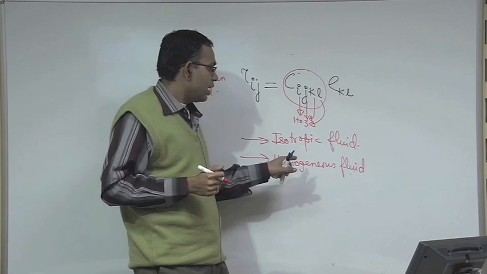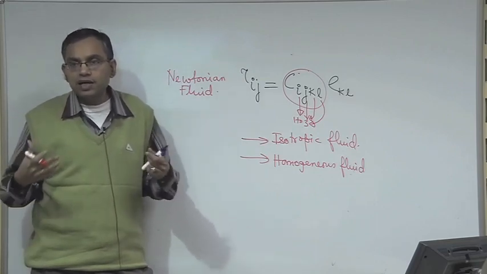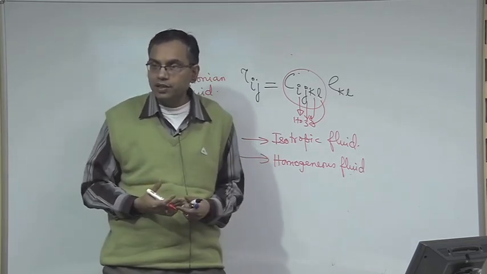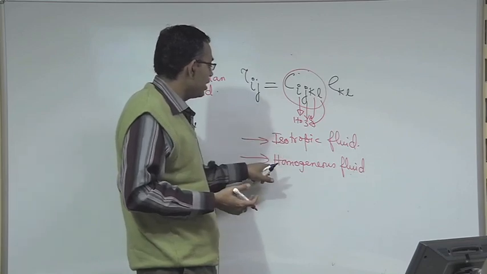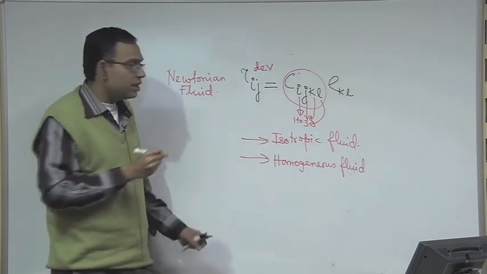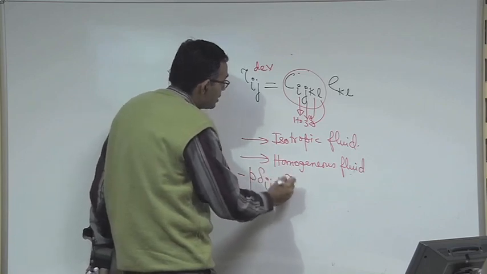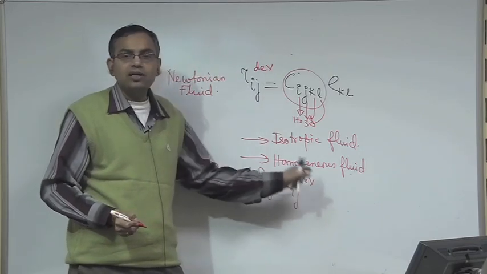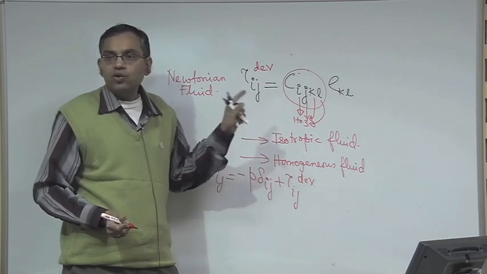Isotropy and homogeneity are two very common characteristics, which again are not satisfied by all engineering fluids, but by some common engineering fluids which we encounter not just in classical fluid mechanics, but also in microfluidics based applications. We will see in the next class how we relate this isotropy and homogeneity with this, but remember that this is not the complete tau ij, this is the deviatoric tau ij. The total tau ij is the hydrostatic tau ij plus the deviatoric tau ij, and in the next class we will see how we can relate the deviatoric tau ij with E kl, for a homogeneous and isotropic fluid.